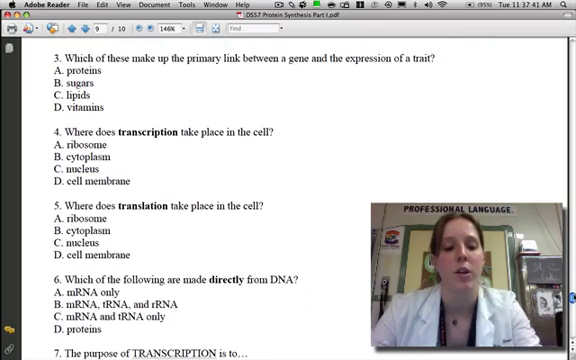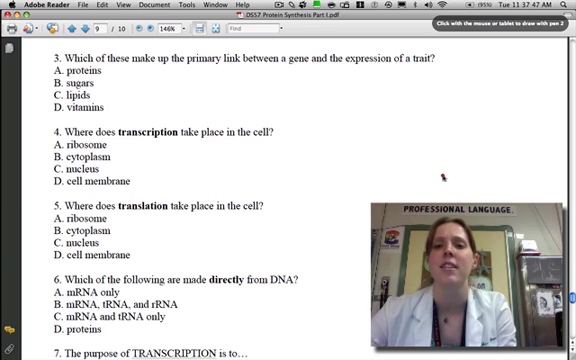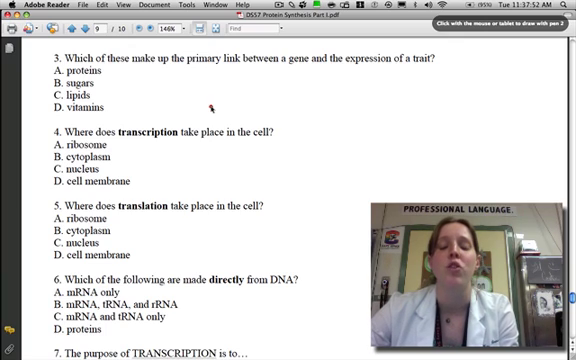Let's get these next questions here. Okay, so the next one says, which of these makes up the primary link between a gene and the expression of this trait? In order to answer this, I have to think about the central dogma of biology, which we talked about today in class.